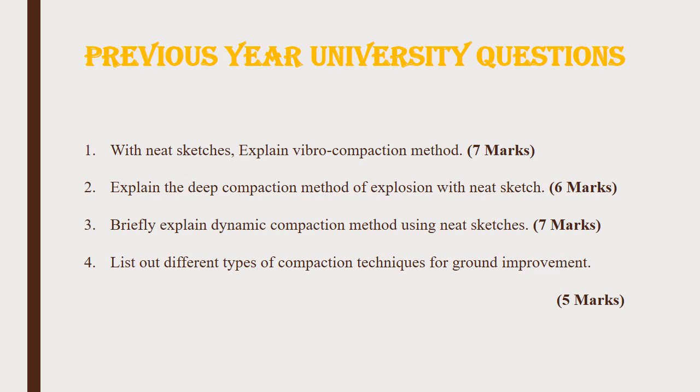Next is list out the different types of compaction techniques for ground improvement. You can specify the compaction techniques as shallow compaction techniques and deep compaction techniques and list out the different types used for it. The question covers 5 marks. So after listing out all the shallow compaction techniques and deep compaction techniques, you will get 5 marks.